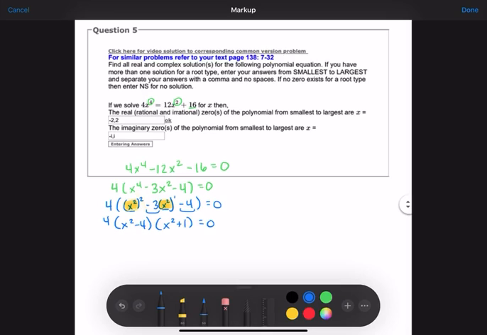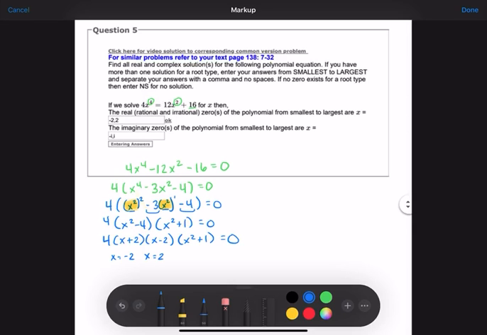And this x squared minus 4 can actually be factored one step further because it is a difference of squares. So I have x plus 2, x minus 2. X squared plus 1 is a sum of squares, so it cannot be factored anymore. That's its most factored form. So now I just set these equal to 0 and solve. So I get x equals negative 2, x equals positive 2.